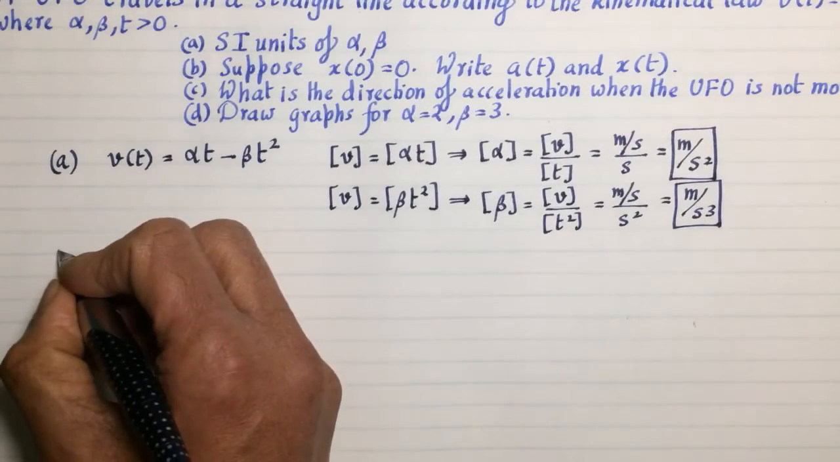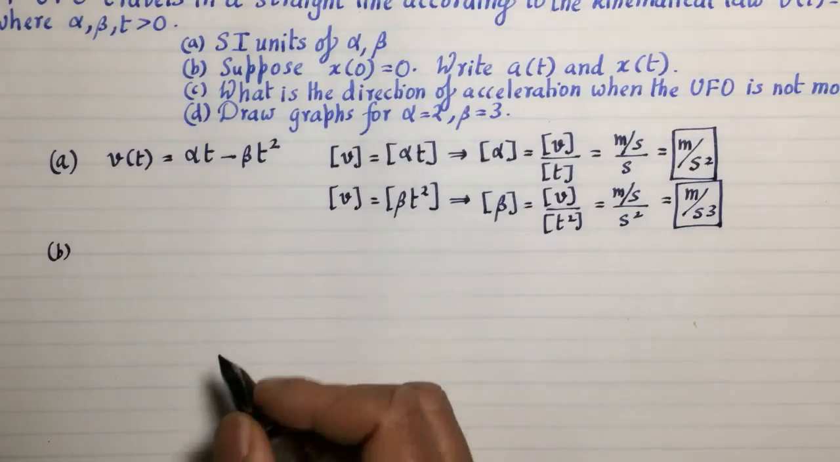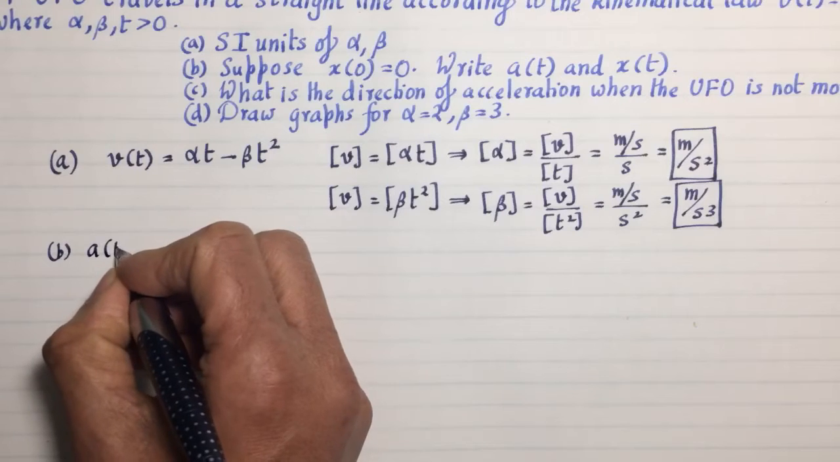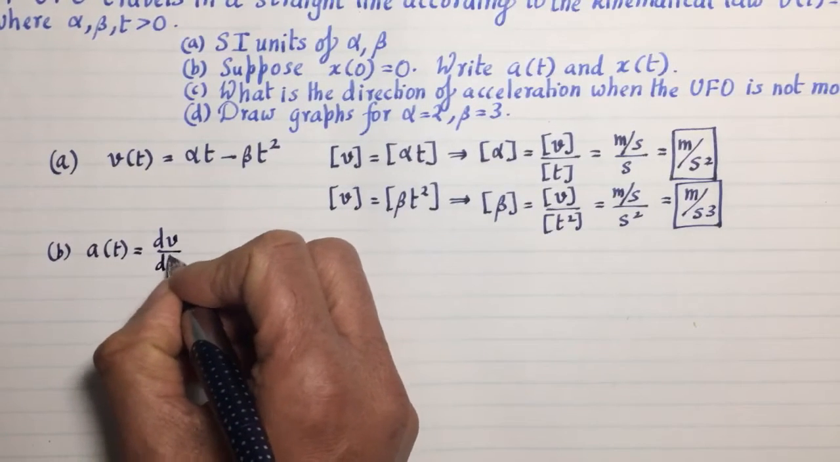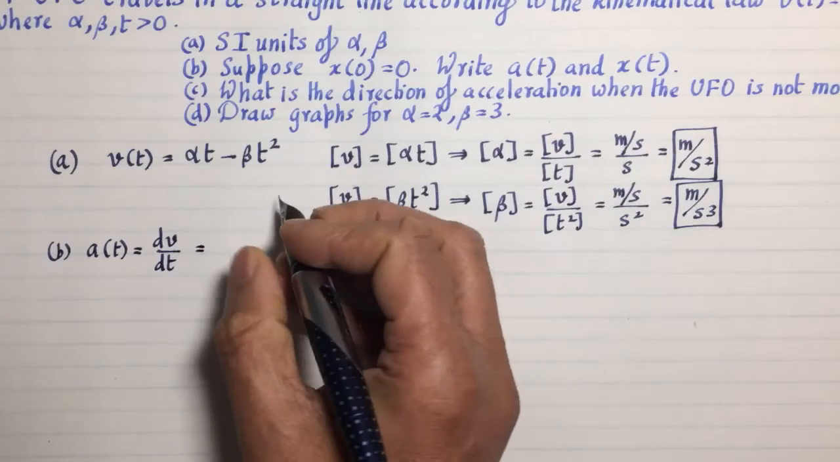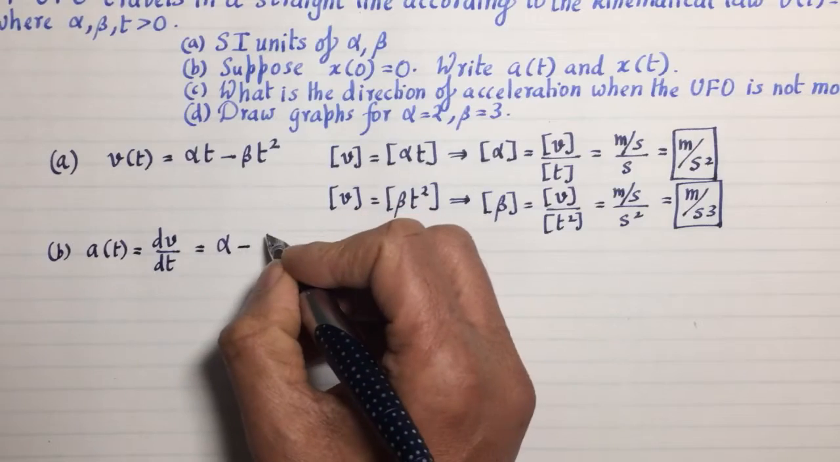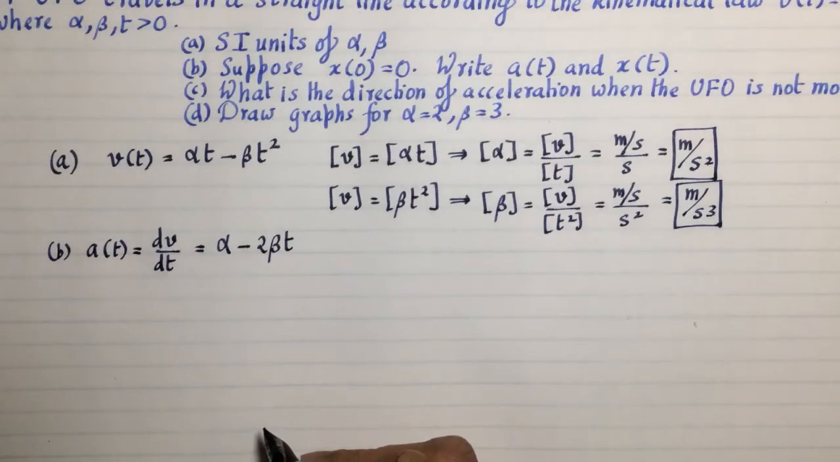The second question, it's easier to find the acceleration first, so we'll do that. Acceleration is the rate of change of velocity, so it's dv by dt, and that's just alpha minus the derivative of t squared, which is 2t, so it's 2 beta t. So that's the acceleration function.